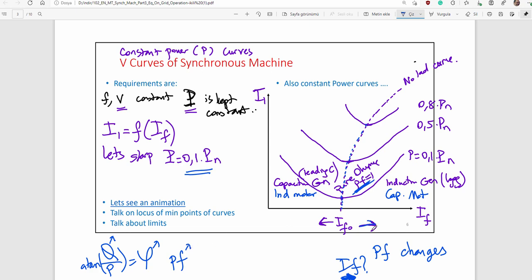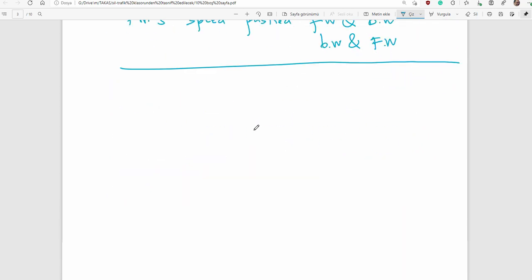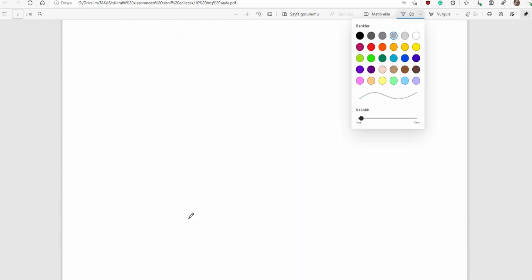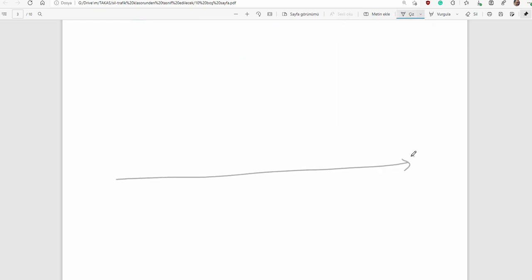In excess excitation, over excitation, a machine can go to inductive generator or capacitive motor operation. In under excitation mode, you observe capacitive generator or inductive motor operation. So let me explain this by using phasor diagrams. We have already examined active and reactive power control.